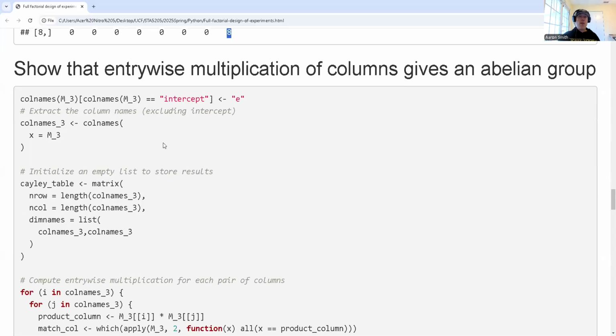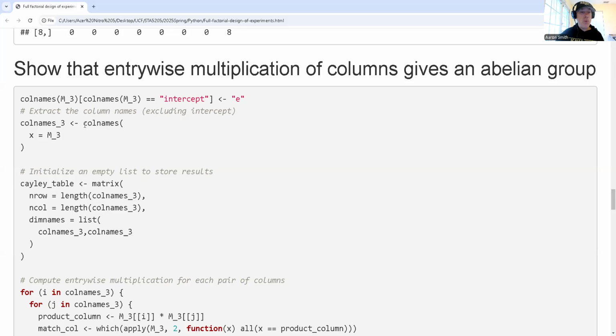All right, so let's kick it up a notch. I'm going to go through all possible combinations, and I'm going to demonstrate to you that if I multiply any two columns together, I'm going to get another column of the design matrix. Okay, now the first thing I'm going to do is relabel the intercept column as E. E is what I learned as the identity element in group theory. So I'm going to call the intercept E for that reason.